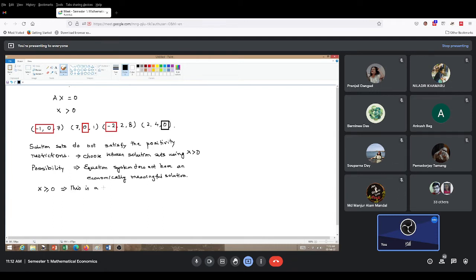This is a common restriction in economics. The problem is this may not be satisfied. So mathematically we get some solution sets, but none of them have any economic meaning. For instance, suppose that you want to find out the consumption basket. I give you an equation system and you solve it, and you have got three commodities, and in the different solution sets that you get, at least one of the commodities has a negative value. So what is negative consumption? It doesn't have any meaning. So the solutions are mathematically possible, but economically we are not getting a solution.